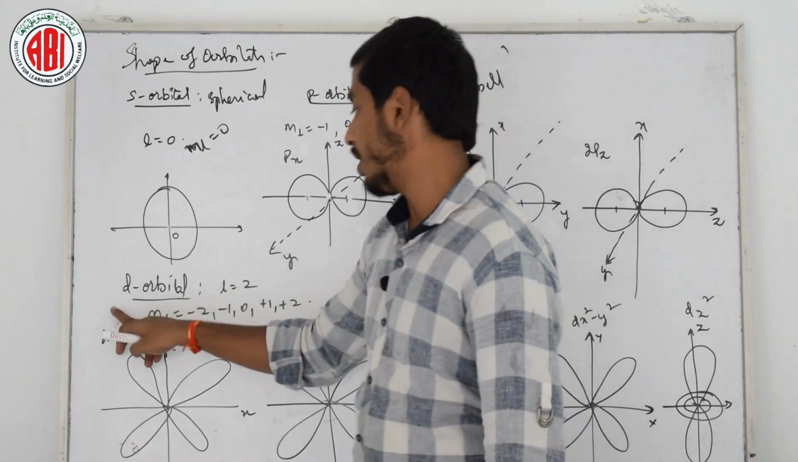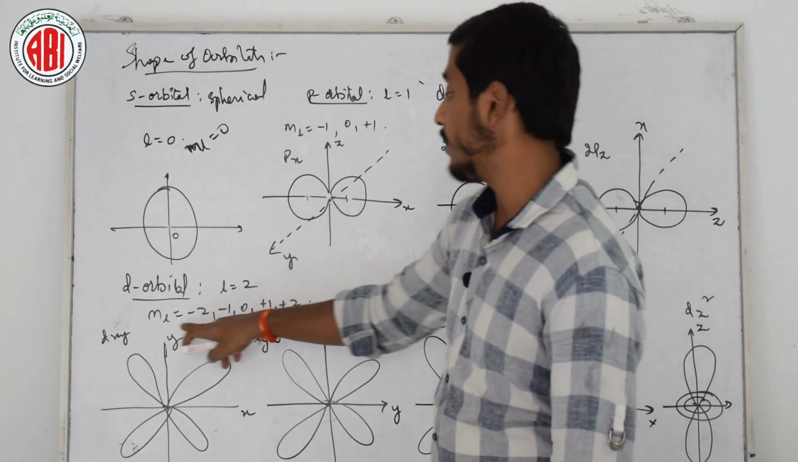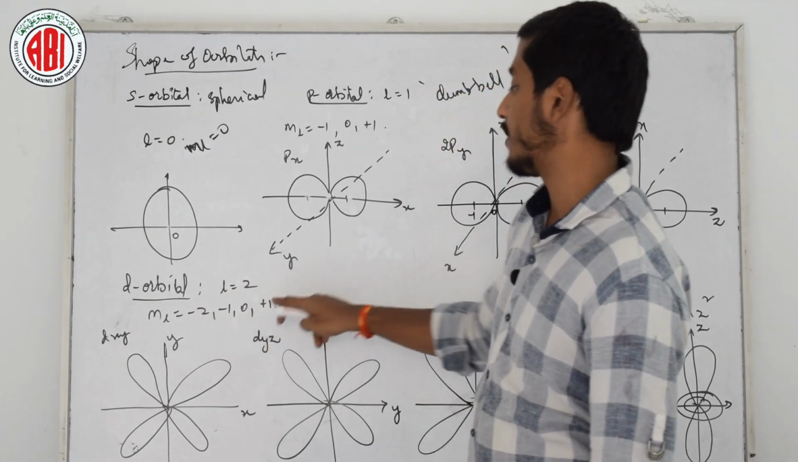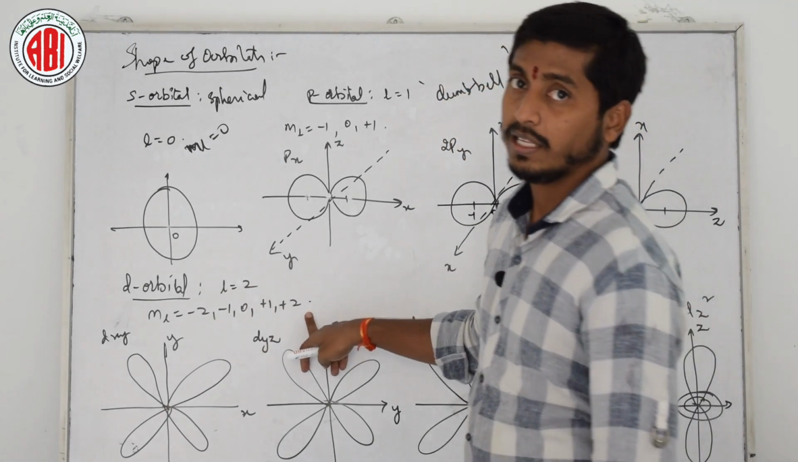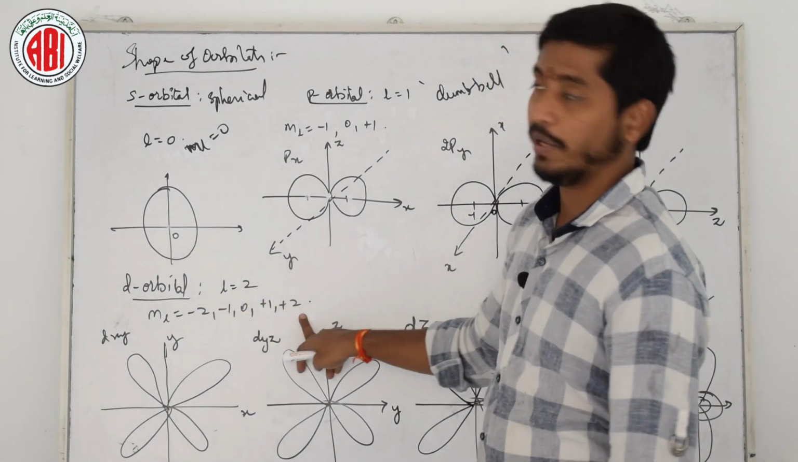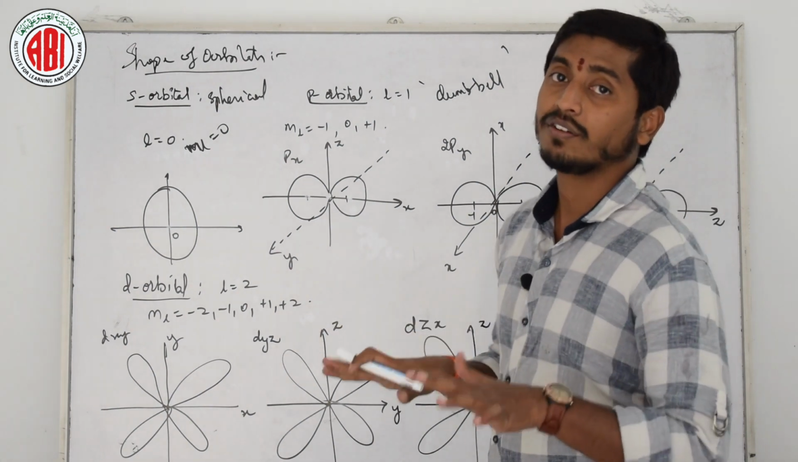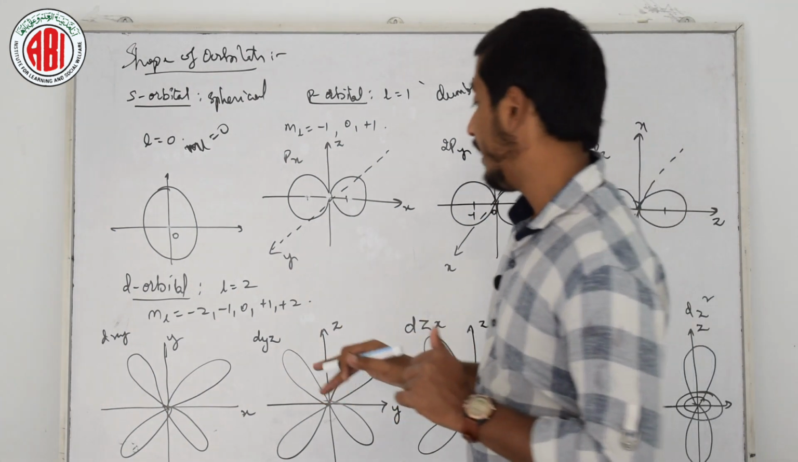Similarly, when it comes to the d orbital, its L is nothing but 2. What are the ml values? It starts from -2, -1, 0, +1 and +2. Is it clear? Since it has 5 d orbitals, how many electrons can it have? It can have 10 electrons. 5 different d orbitals.